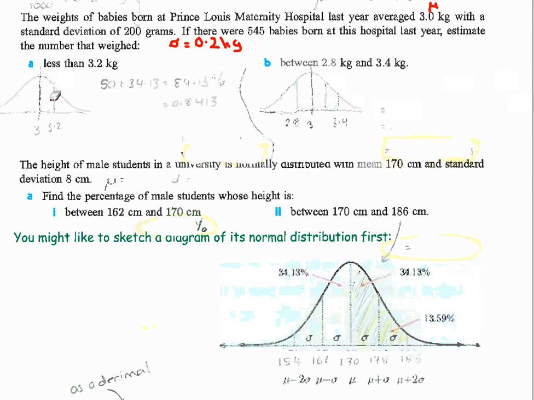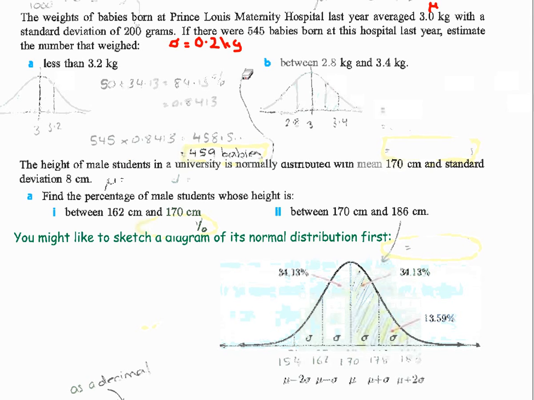So if there were 545 babies born in total, how many would we expect to be less? You just take 545 times the probability, times 0.8413. So we expect 458.15 babies to weigh less than 3.2 kilograms, but we can round that to roughly 459 babies, because you can't get 0.5 of a baby.